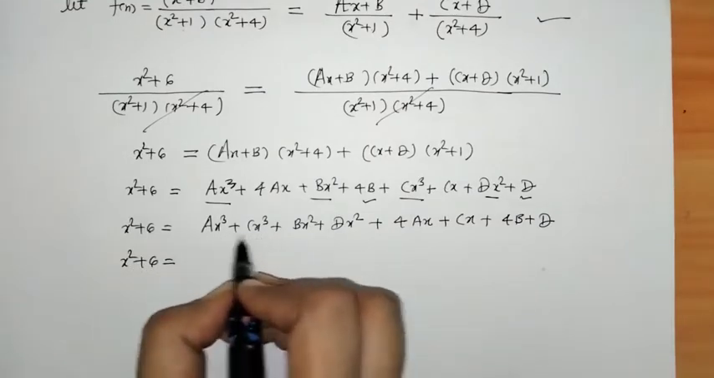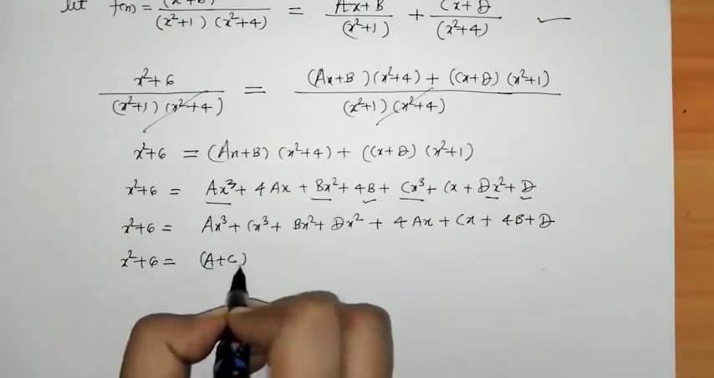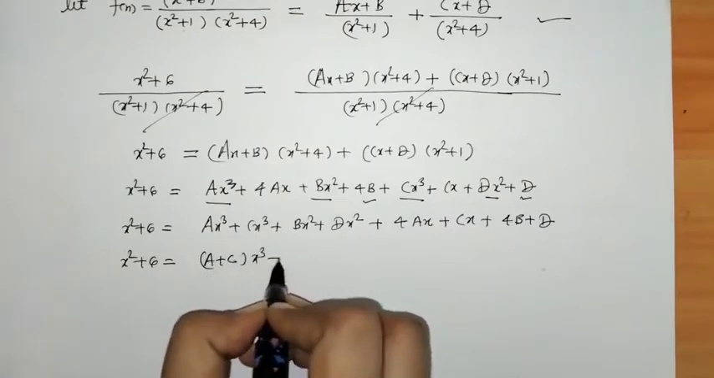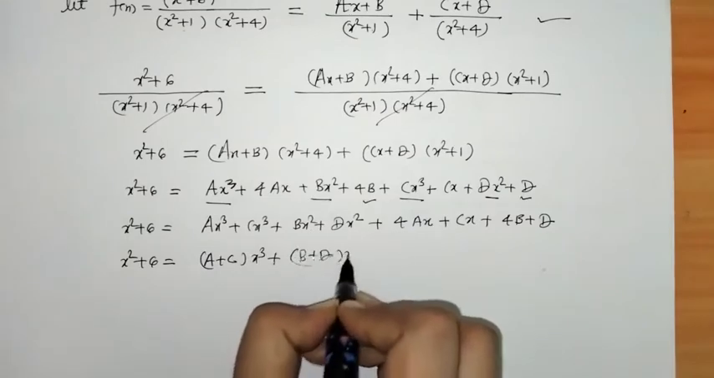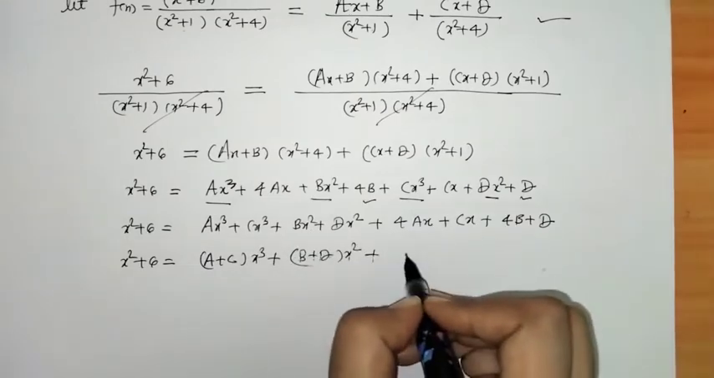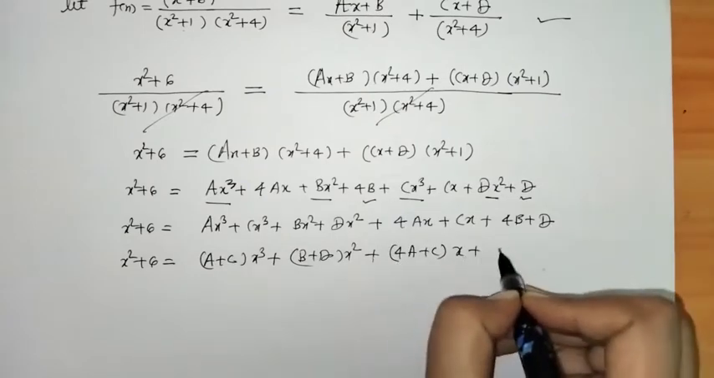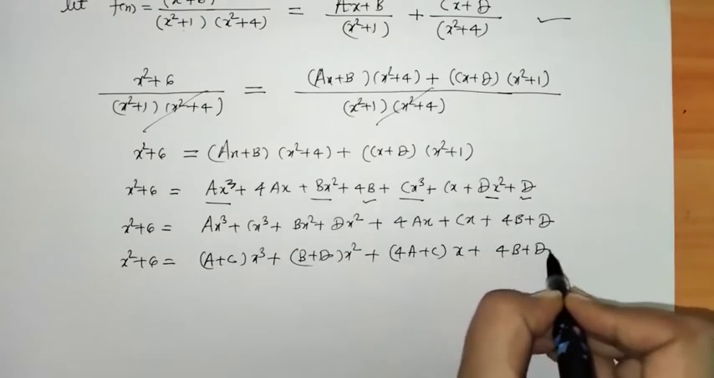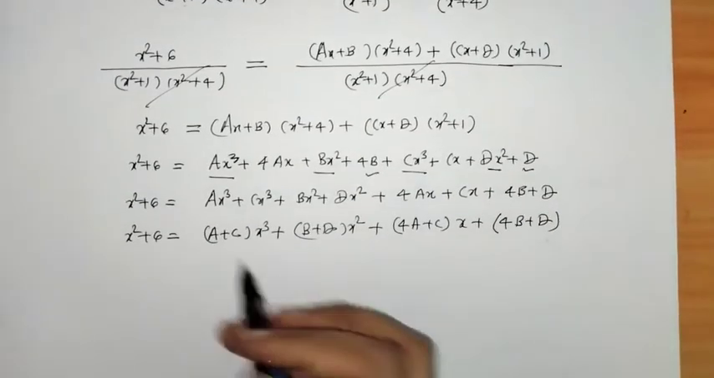Now, yes, we can take x cube common. Here we have the same, take x square common. Same here, take x common. And this is the constant term. Now we have to solve this equation.